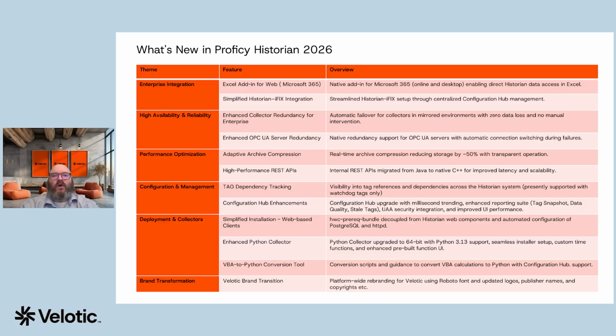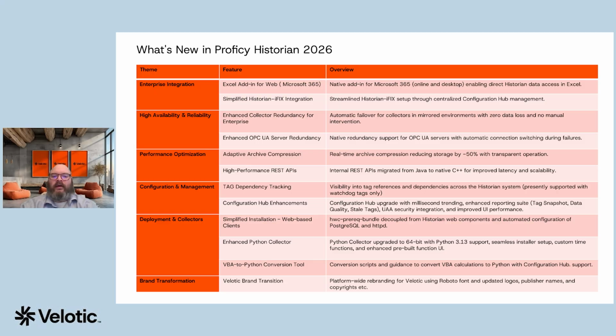VBA to Python conversion tool. We know that Microsoft is walking away from VBA. We're giving you as a user, as an admin for Historian, a way to leverage those capabilities and to not have to worry that we're using unsupported software or unsupported language versions, right? A tool to make it so that you can have the guidance to convert VBA into Python with Configuration Hub support. So make it really easy for folks that are using this today and have used Historian for quite some time to have tools available to make their experience better and to have the tools they need to move forward into the most modern standards.